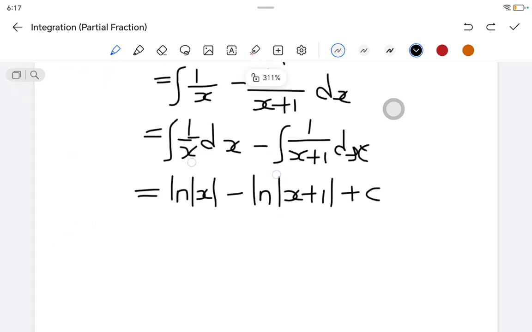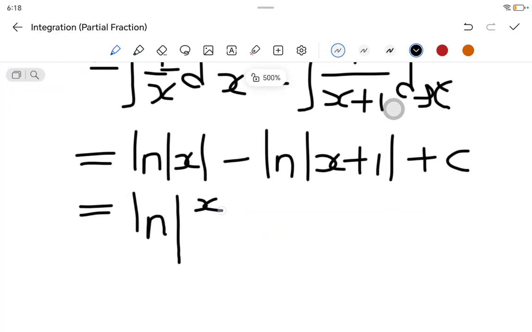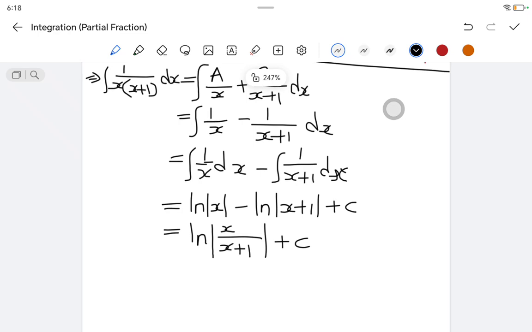Now, this is not complete. We're going to say this is ln, using the log properties, ln of x over x plus 1 plus c. I'm sure we say this.